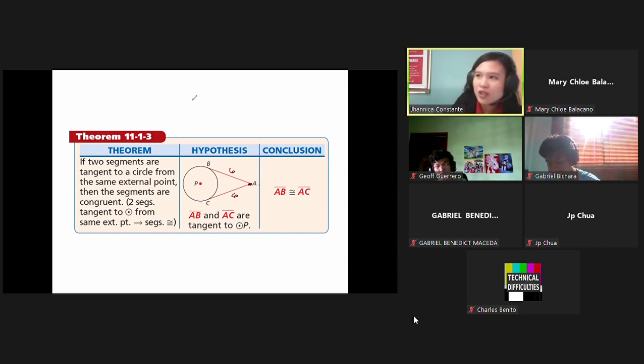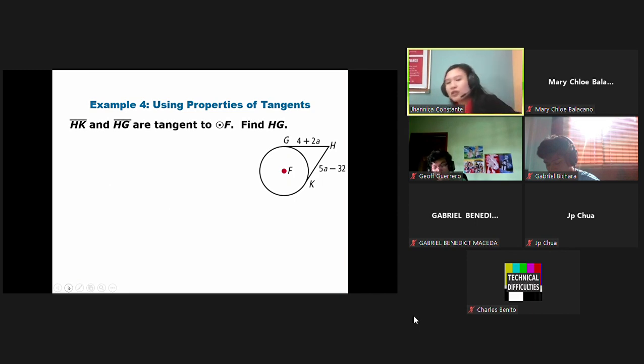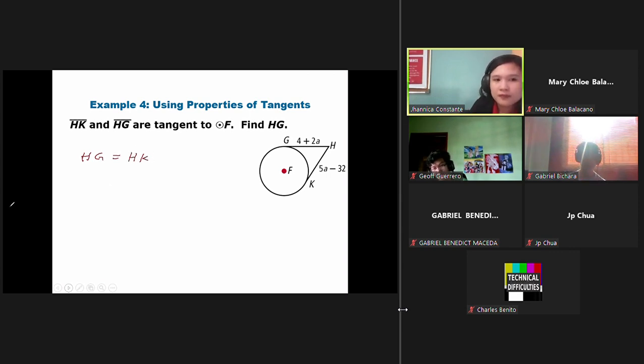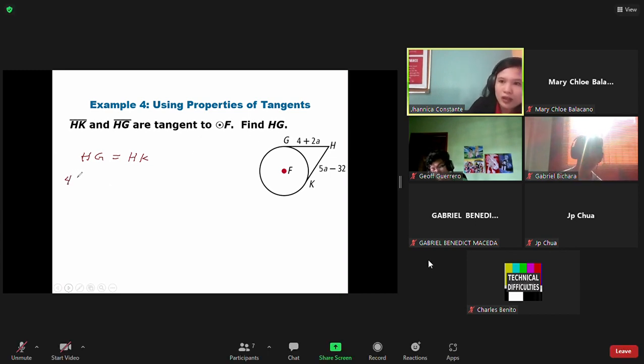If we have two tangents, given that we have a circle F with a tangent HK and tangent HG, we need to find the measurement of the tangent HG. Given that the measurement of HG is 4 plus 2A and HK is equal to 5A minus 32. Since they are two tangents, that means the measurements of these two are equal. So HG is equal to the measurement of HK. So 4 plus 2A equals 5A minus 32.